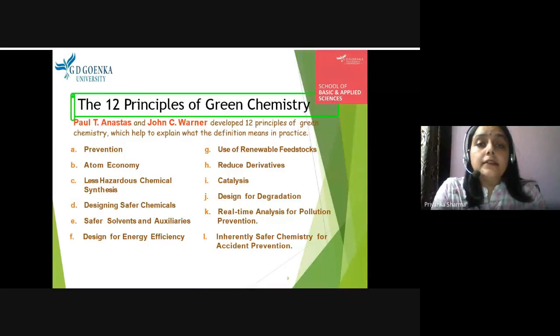So Anastas and Warner have given 12 principles for green chemistry, which deal with prevention, atom economy, less hazardous chemical synthesis, designing of safer chemicals, the use of safer solvents and auxiliaries, designing for energy efficiency, renewable feedstocks, reducing derivatives, use of catalysis, design for degradation, then real-time analysis, and accident prevention. We will discuss all the principles now.